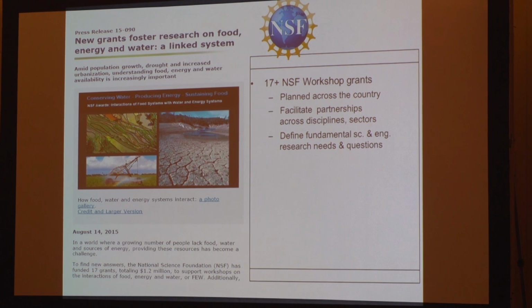And the basic premise was that even disciplines have been siloed. So people who study food, they are in one college or one place. People who study water, they have their own center. And energy is a third place, but there hasn't been enough effort to actually study the interactions.